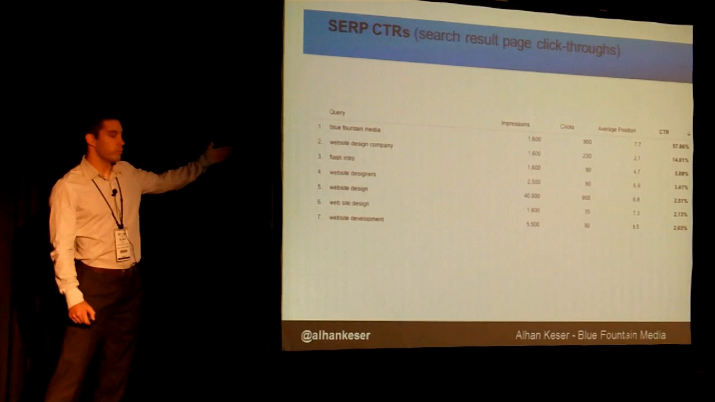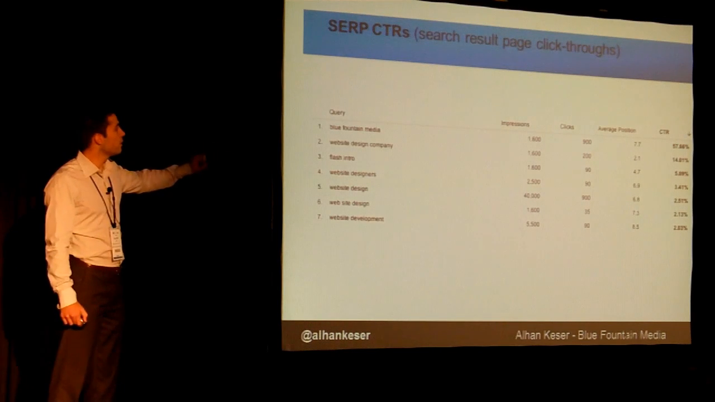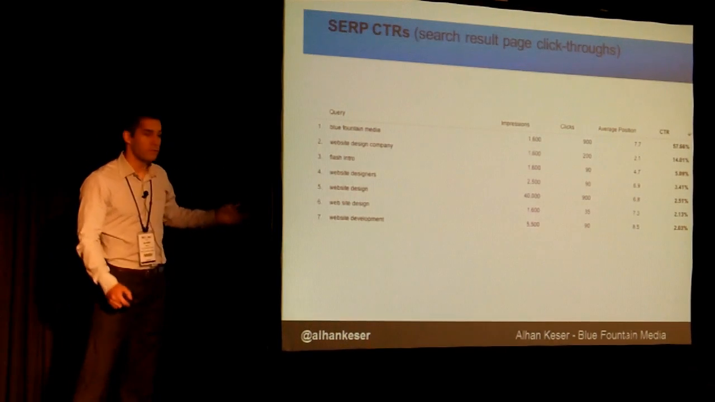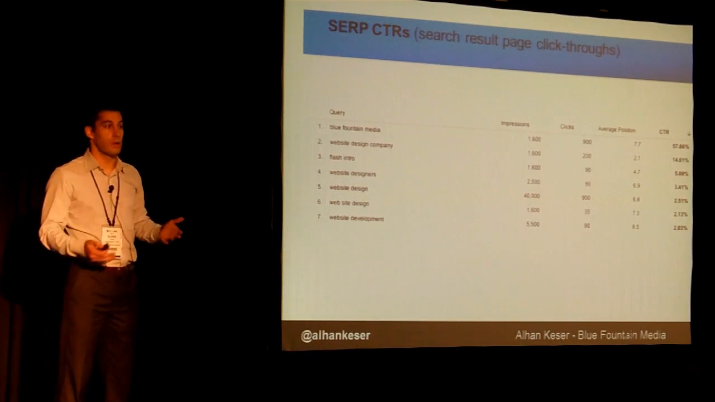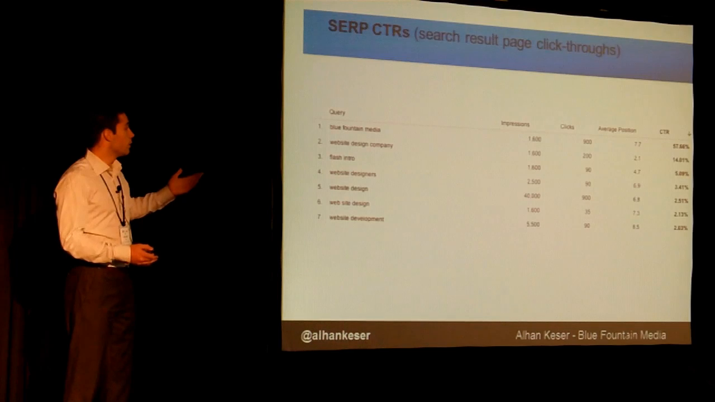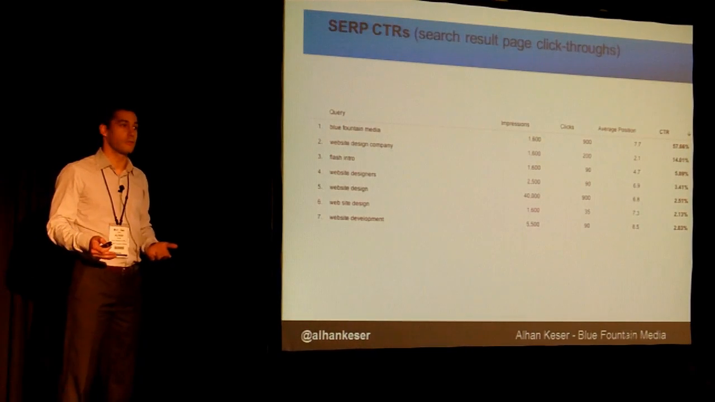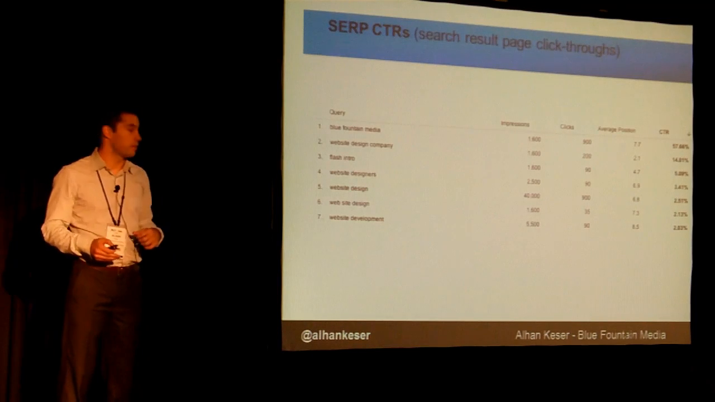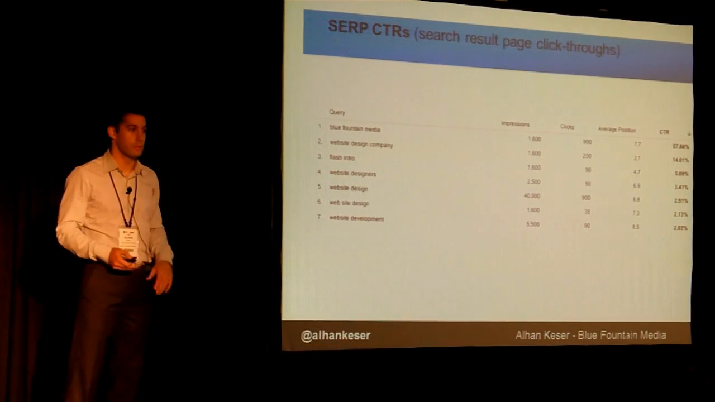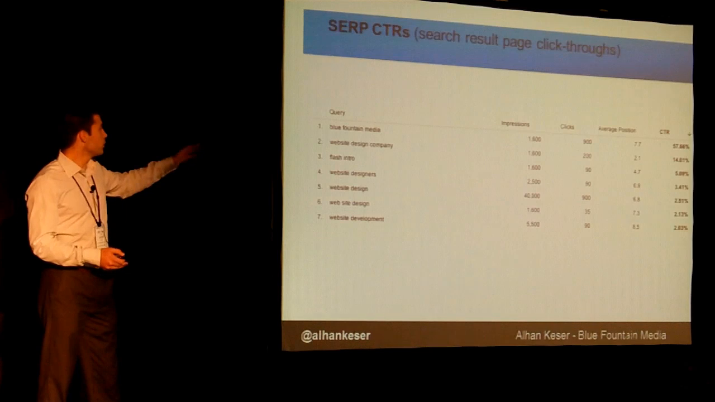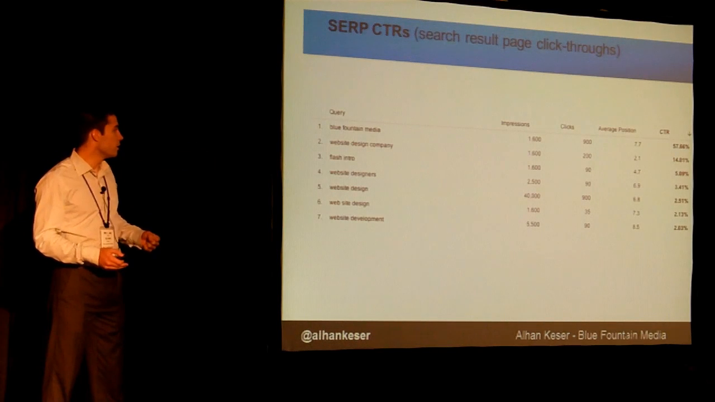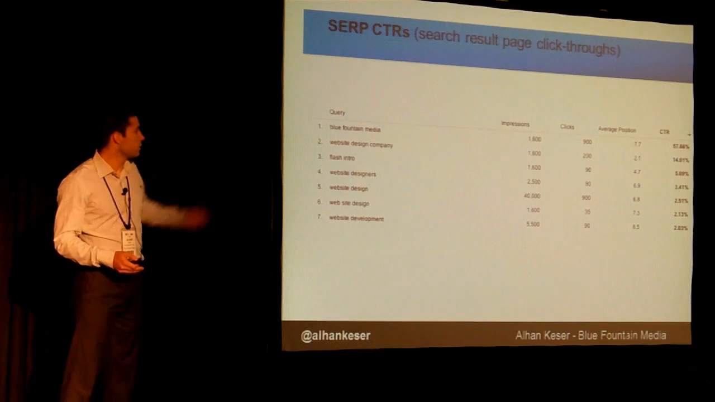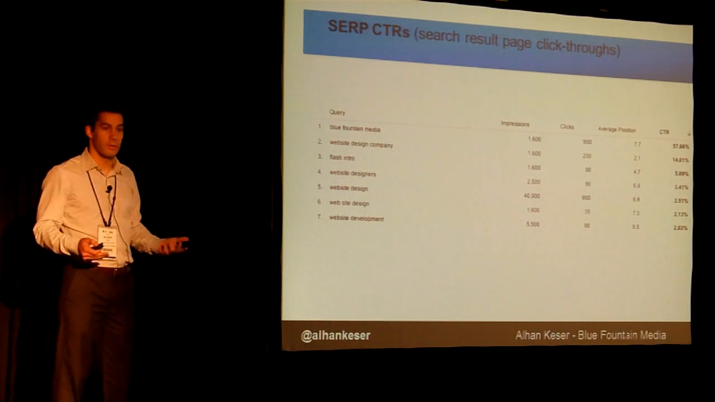So we got our name, Blue Fountain Media, 1,600 impressions, click-through rate of 57%. It makes sense. Also, it's kind of interesting because it turns out not everyone clicks on your first main domain name. A lot of people are clicking on other results. Interesting thing to know. Other things. So website design company, we're usually number 1 or 2 for that. That's a decent click-through rate. Okay, not much to do there.